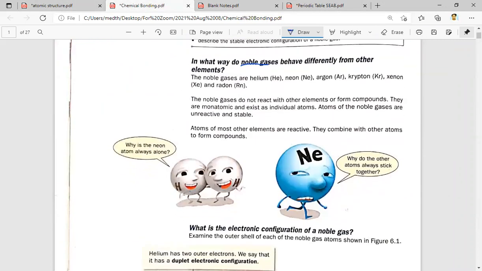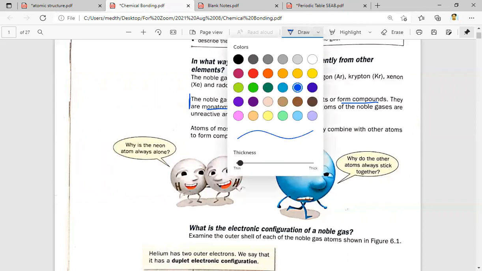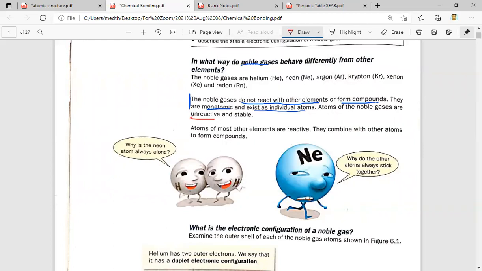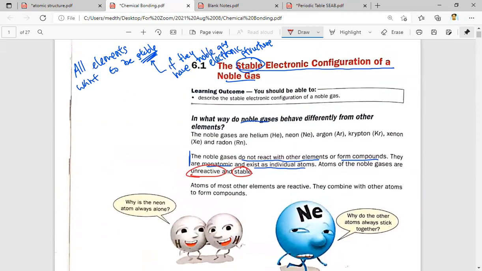Do take note, the noble gases do not react with other elements or form compounds. They are usually monatomic and exist as individual atoms. Why are noble gases like this? It's really because they are unreactive, they are stable. So the question is, why are they unreactive? Why are they stable? As mentioned just now, it is because they have what we call the noble gas electronic structure.